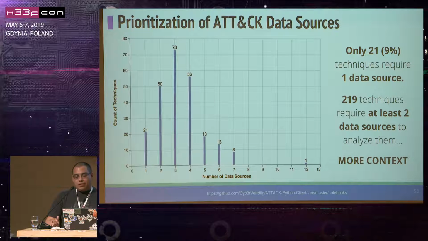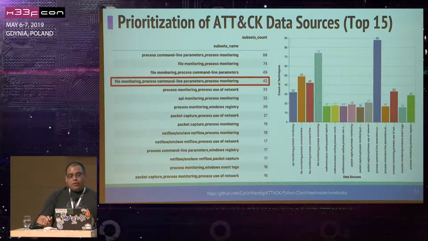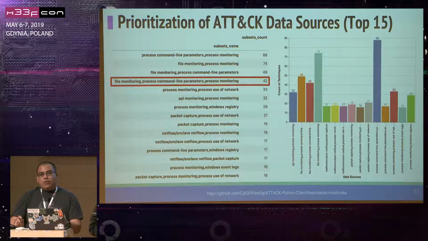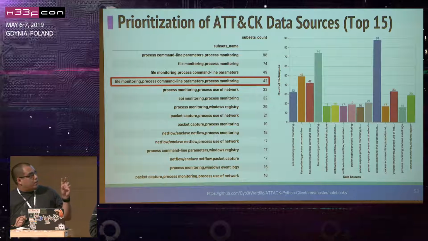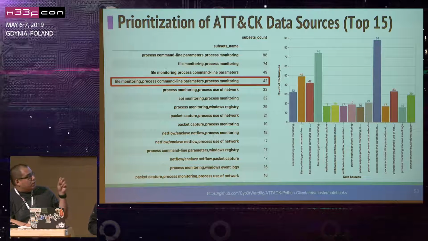So for us, the number of data sources that you require, or that are recommended, to validate the detection of a specific technique is related to how much context you need from your data to validate the detection. Now we are not talking about just one data source. We're talking about groups of data sources. This is the top 15 groups of data sources that the attack team recommends to work together.